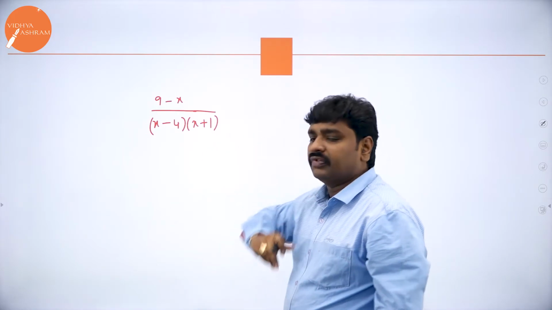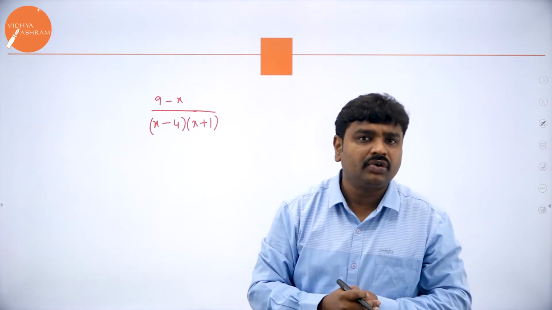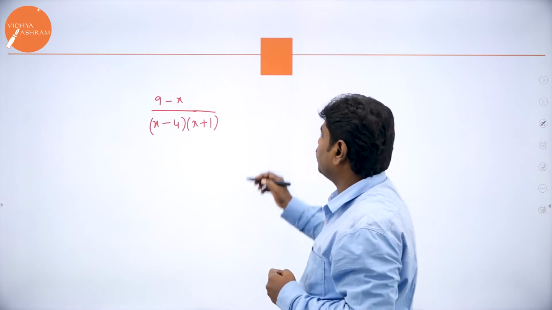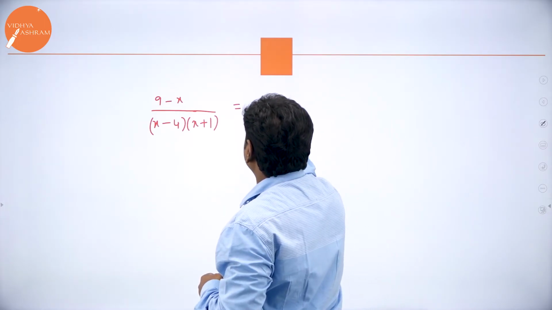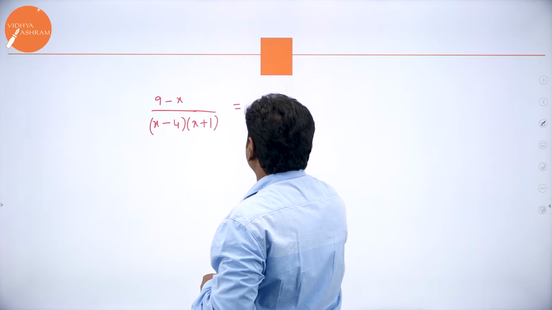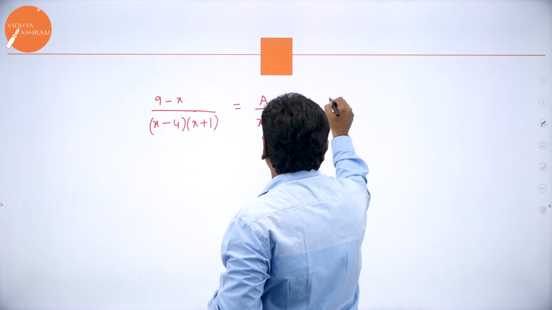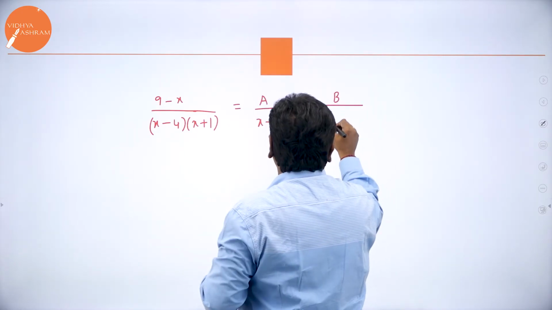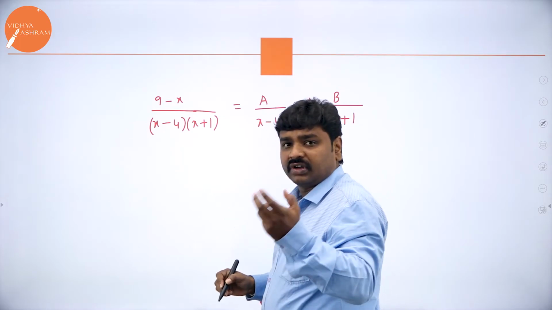Now this is type 1. From here you can easily solve. Do you agree or not? How to resolve this into partial fractions? This can be written as a by the first factor. What is the first factor? x minus 4, plus b by the second factor. What is the second factor? x plus 1.